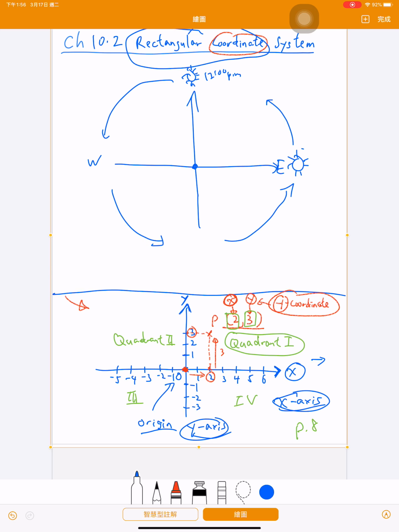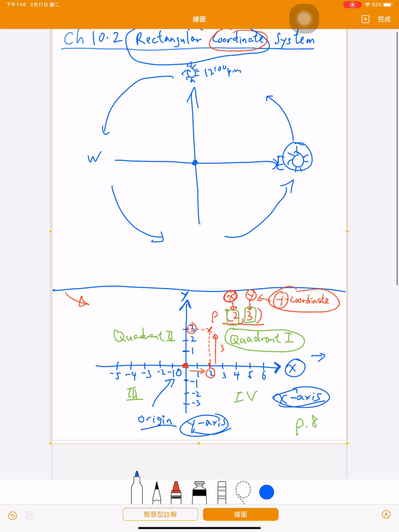So the first time the sunrise is, you will pass through this region. So this one is the region 1. The second, 2, 3, and 4. I hope this method will help you to memorize the order of quadrant 1 2 3 4. Okay, quadrant 1 2 3 4.